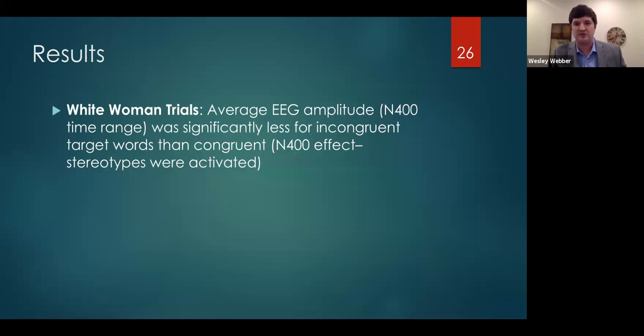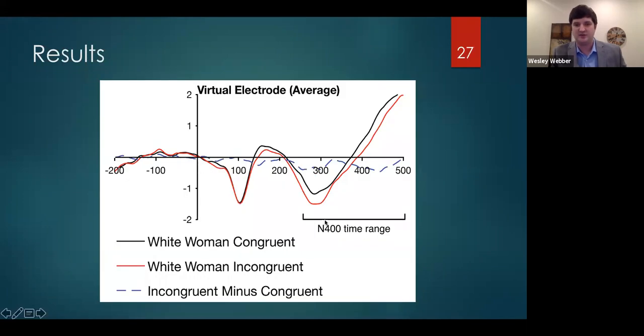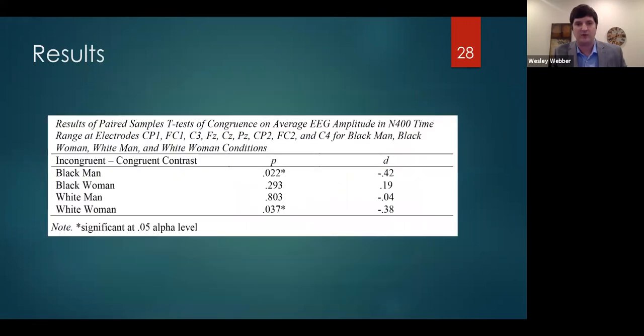For white woman trials, the same was true. An M400 effect was found here, so stereotypes were activated. This is the ERP waveform here. Again, we look at the M400 time range where we would expect to see a more negative amplitude for incongruent, or the non-stereotypes, than the congruent, or the stereotypes. And again, we see this difference. So this, according to M400, tells us that the stereotype content was already activated by the pictures of white women.